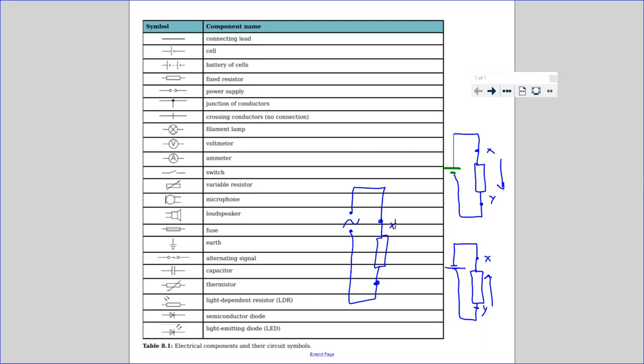Got it? So current is flowing in this case in both directions. That's why we call it alternating current or alternating signal. Is it clear? Can you explain it again?